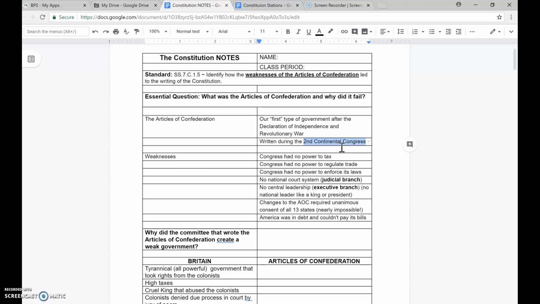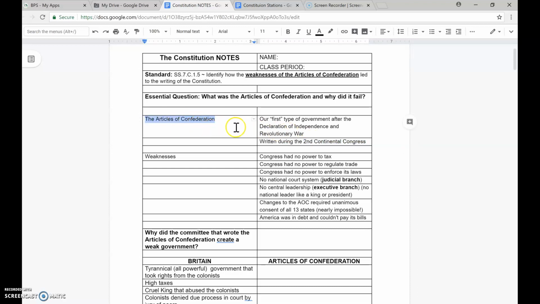There were 2 committees during the Second Continental Congress. One was a committee to write the Declaration of Independence. Thomas Jefferson wrote that. And the second one was a committee to come up with what kind of government the colonists were going to have. Were they going to be a monarchy? Were they going to be an oligarchy? What were they going to do? And they decided upon the Articles of Confederation.